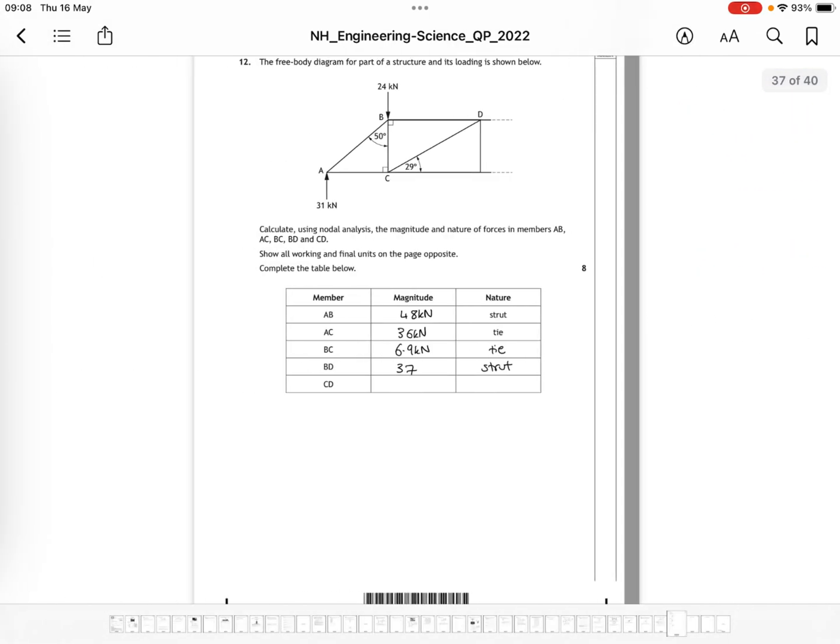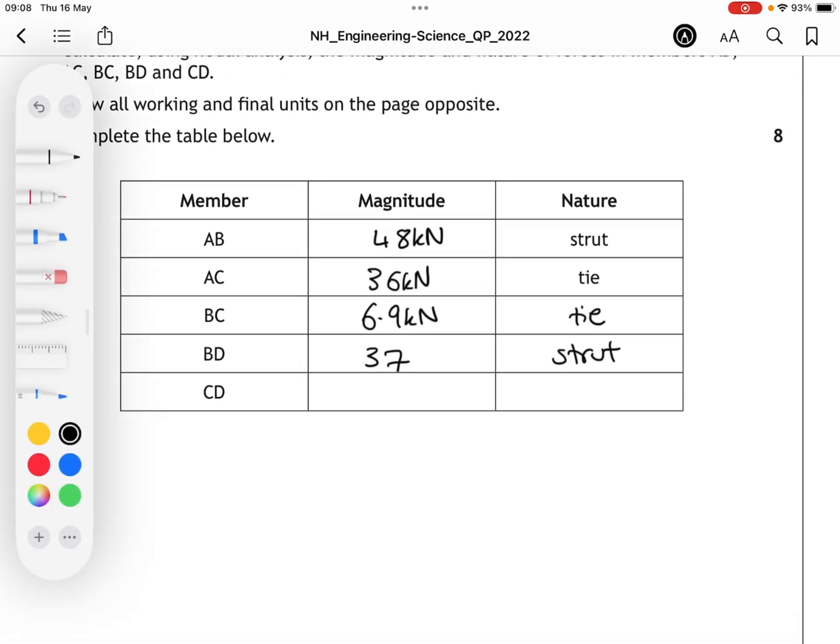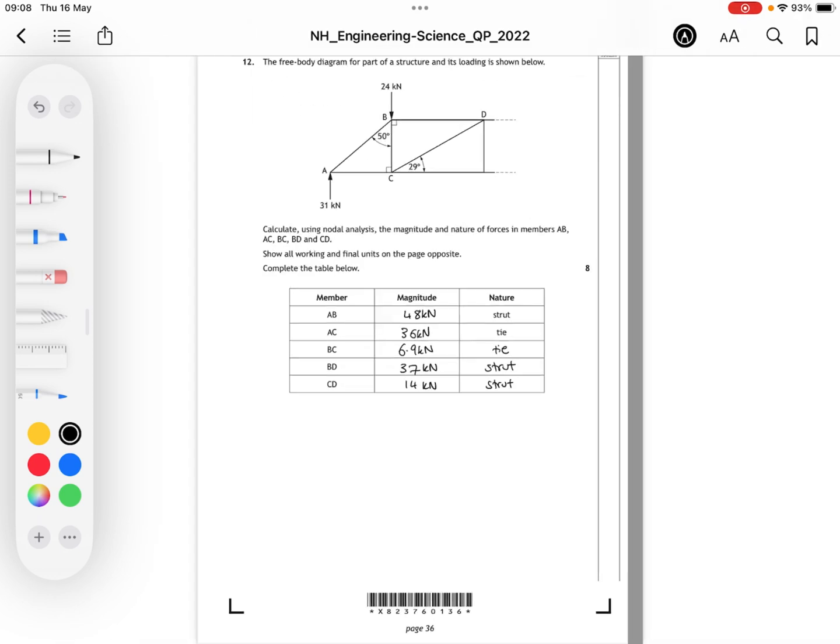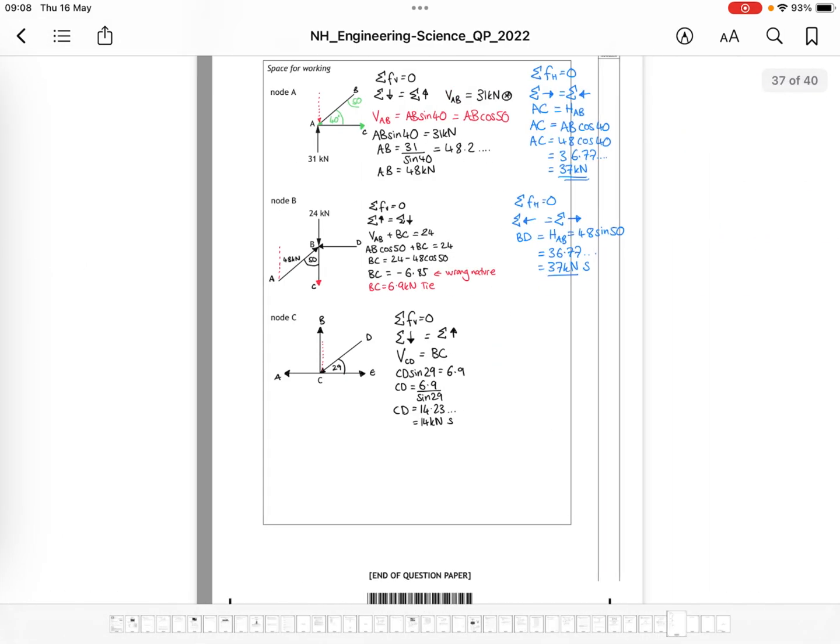Head back and fill in that last little bit of information. 14 kilonewtons and a strut. So that is how you'd find the answers for question 12. If you struggle to follow some of the resolving in terms of using your sines and your cosines, I'll make another video to try and help, but that's the bit for these that you need to be really clear on, so you can just go straight ahead and solve.